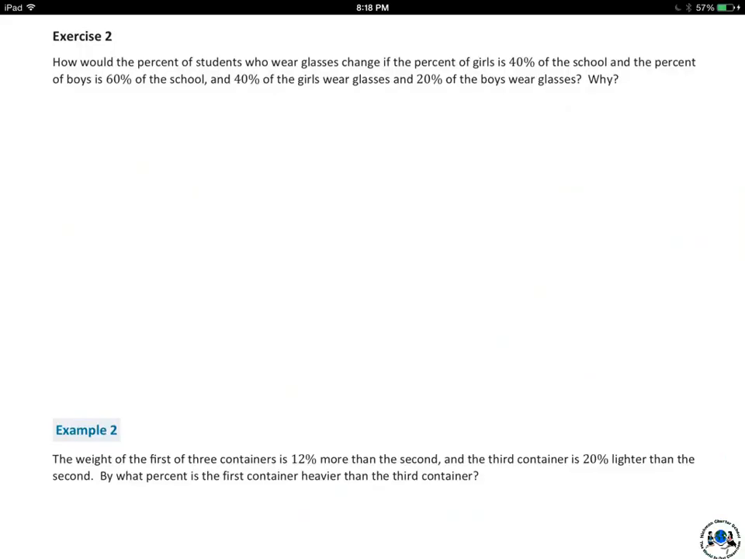We're still working with these boys and girls and their glasses. Okay. Now there's another question. How would the percent of students who wear glasses change if the percent of girls is 40% of the school and the percent of boys is 60%?